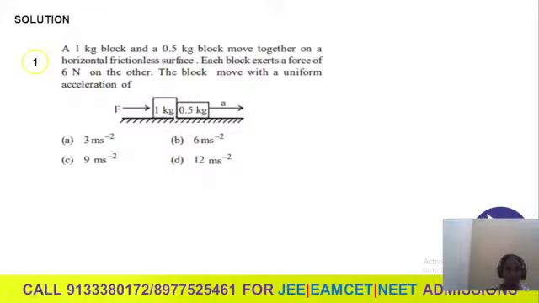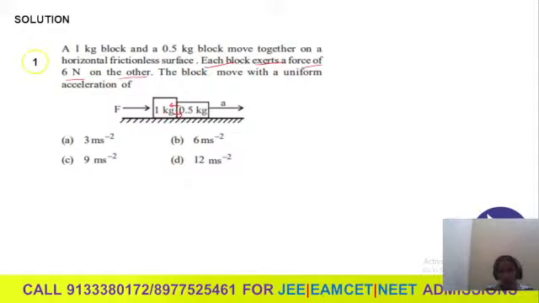Next question, we are given two bodies which are in contact. One is 1 kg, the other one is 0.5 kg. Applied force is on 1 kg, which is the external force. Acceleration of the system is in the positive x direction. And here we are given that each block exerts a force of 6 newtons on each other. So here, like this.